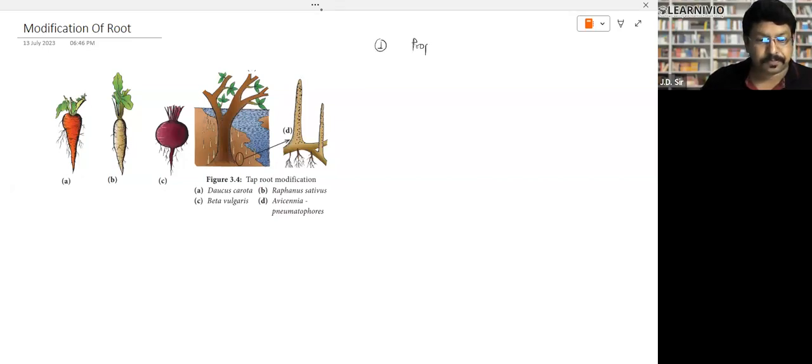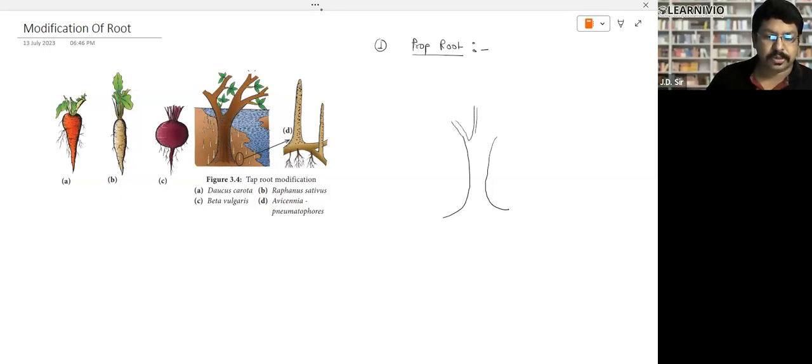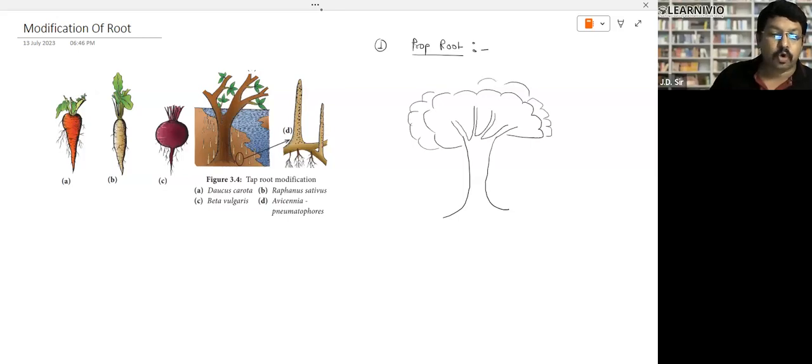Prop root. Basically, the prop roots are outgrowths, and all of you must have seen them. This is a big tree, the banyan tree. You know, nature designs each and everything according to its need and requirement. Look, this is a banyan tree. The banyan tree is a very big tree and it keeps on spreading. So when the area of the banyan tree keeps on spreading, what will happen? This single stem is not sufficient to bear the load of these horizontally increasing branches, right?